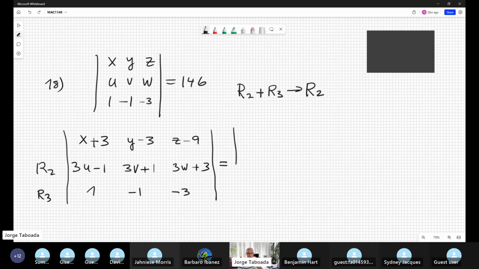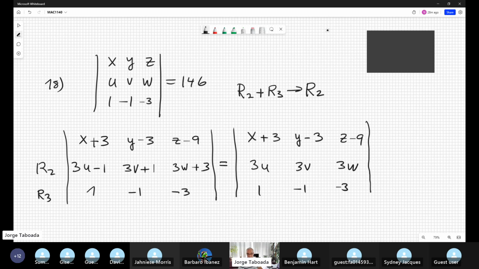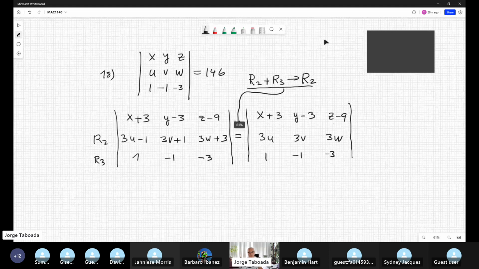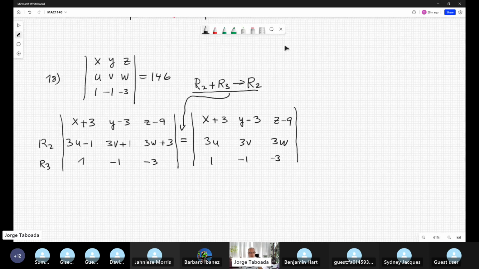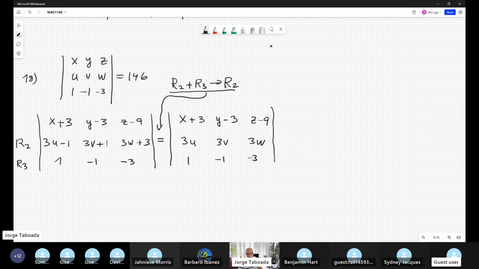Therefore, my new determinant now is x plus 3, staying the same, y minus 3, c minus 9, because we have now 3u, 3b, and 3w, and 1, negative 1, and negative 3. Everyone follow me so far? I perform this row operation in this step, and this equals sign. Everyone following? Yes, we follow. I keep going.